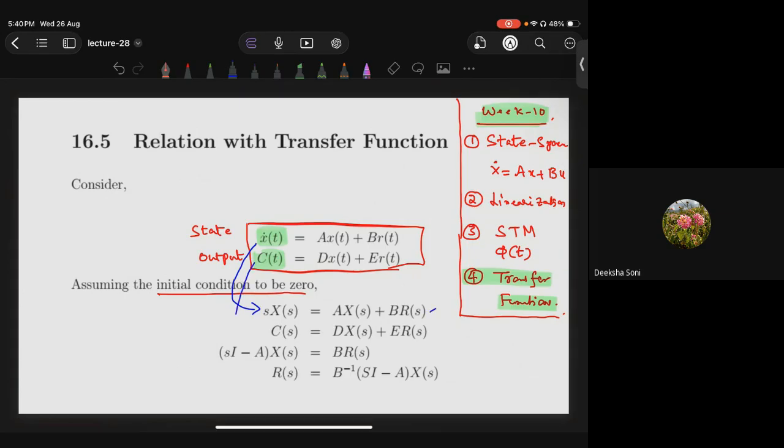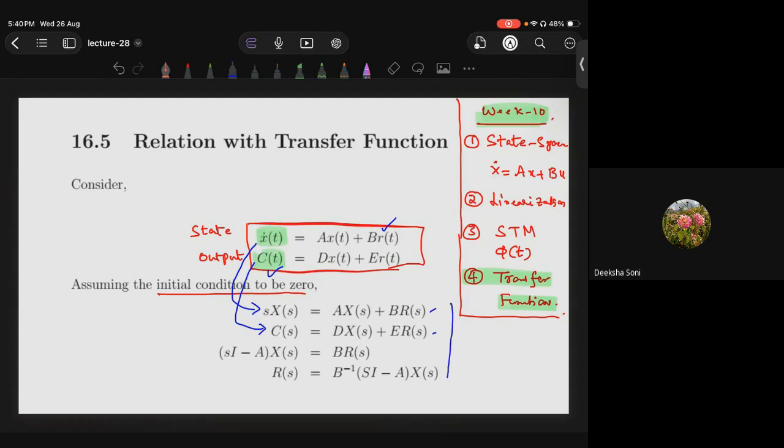Then apply the Laplace transform to the second equation. C of S is equal to D X of S plus E R of S. From these, make the little adjustments in the equations. And finally, what is your input here? Input is R of T, output is C of T. Basically, what is the transfer function? Output by input. It means C of S by R of S.